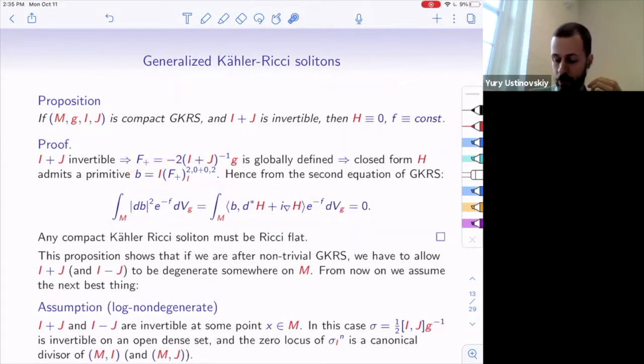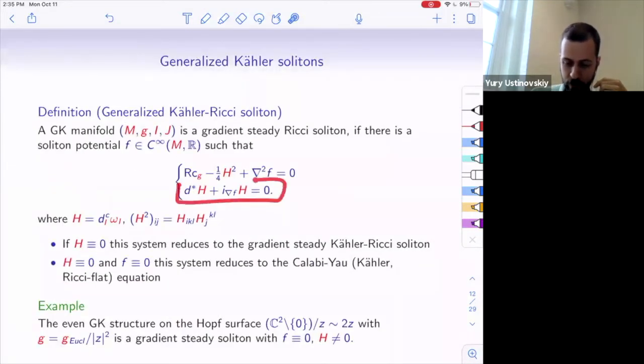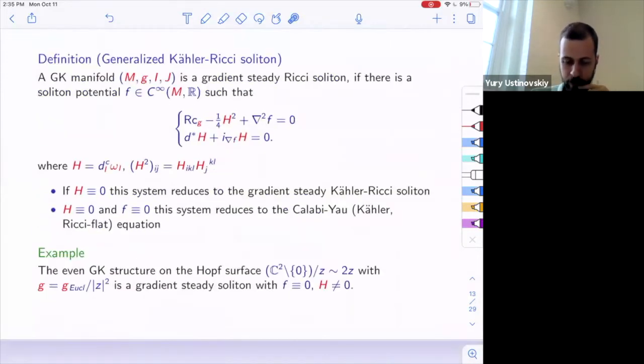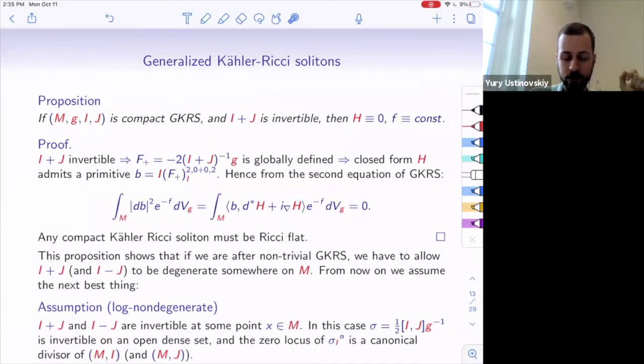And then just considering the second equation of the soliton system, this equation about the three-form H, and integrating by parts once, you immediately get that the weighted derivative of the norm of H is zero. So H has to vanish, and since H has to vanish, you're really a Kähler-Ricci soliton, and every compact Kähler-Ricci soliton must be just Ricci flat. So nothing interesting occurs here, nothing beyond what we have seen already.